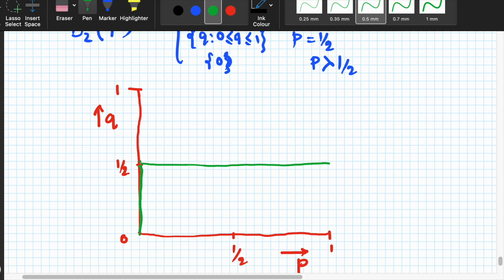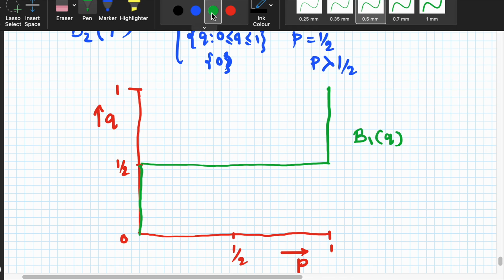Now when q is greater than half, what is the best response? The best response is only one thing, that is p equal to 1. So for every q greater than half, p equal to 1 is the best response. So this is the best response function of player 1, which is a function of q.